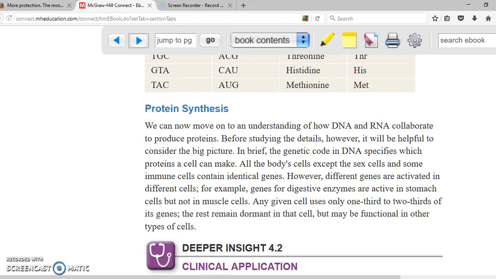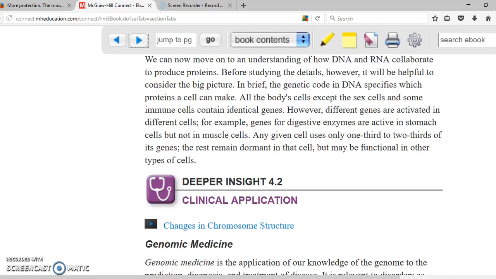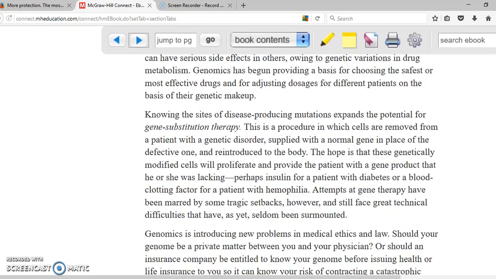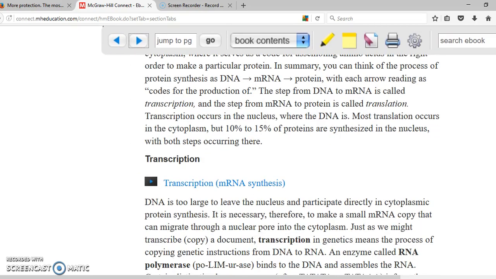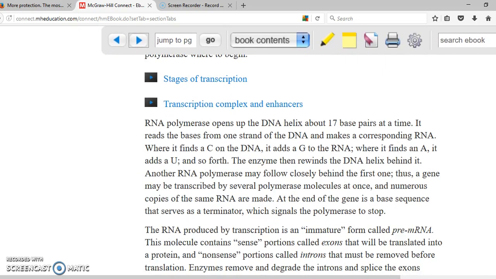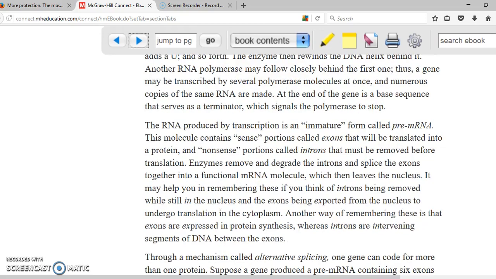The next part that we have is protein synthesis. In protein synthesis, there are 3 main steps. If we scroll down, you can see here transcription. The next one is translation. Okay, very important.